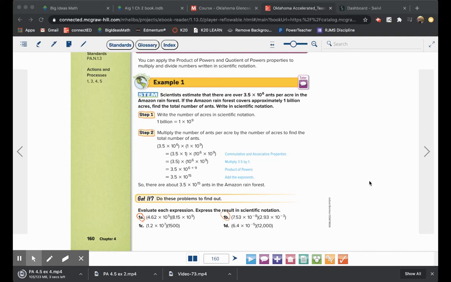Okay, so the lesson we're doing today is 4.5, Computing with Scientific Notation. We're going to look at multiplying, dividing, adding, and subtracting. So we'll start out with example 1.